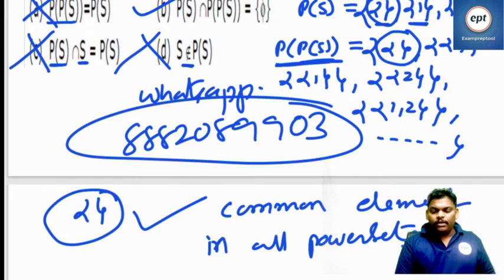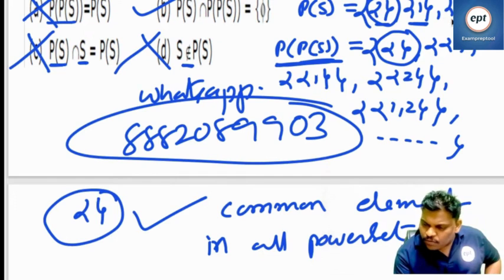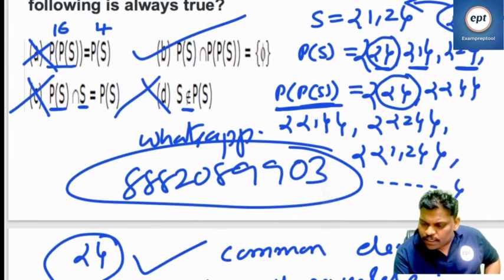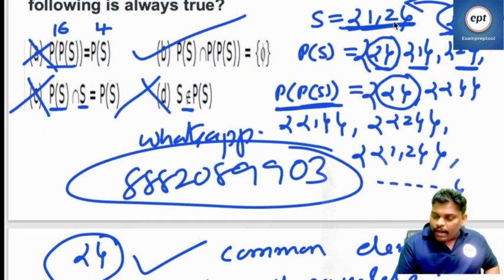It is a common element in all power sets. So remember, the power set of S contains one of the elements, which is the set S. The power set of S contains one of the elements, which is the power set of S.